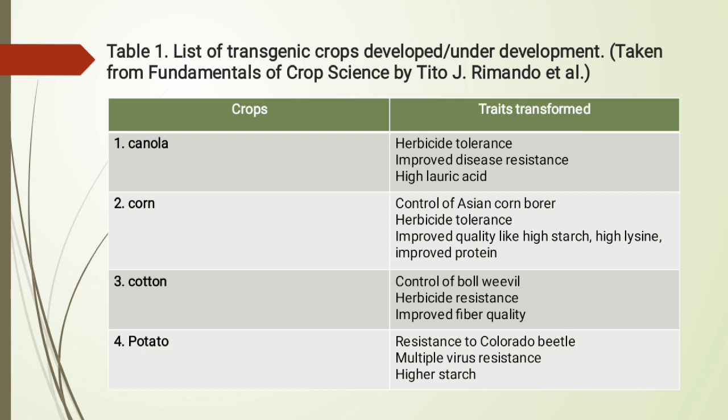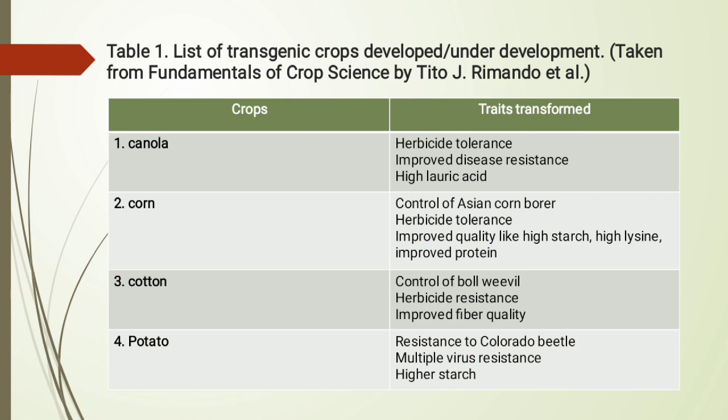The first crop is canola. The traits transformed in canola are herbicide tolerance, improved disease resistance, and high lauric acid. The next crop is corn. Traits transformed in corn are control of Asian corn borer, herbicide tolerance, and improved quality like high starch, high lysine, and improved protein. Next crop is cotton. Traits transformed in cotton are control of boll weevil, herbicide resistance, and improved fiber quality.